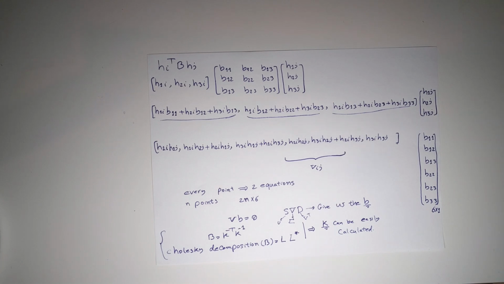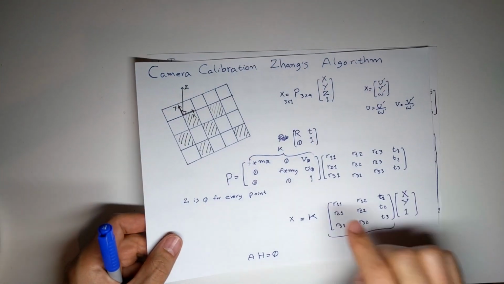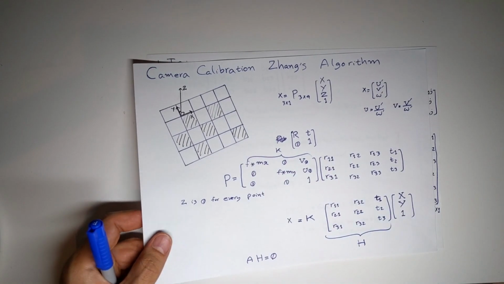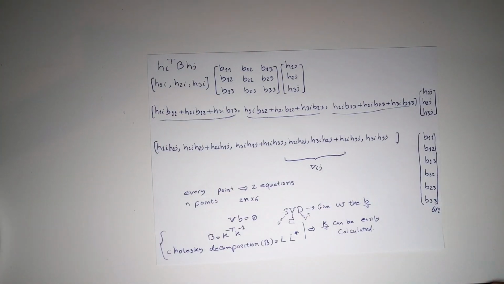Remember, K was an upper triangular matrix. So if I get the K, I can easily find R1, R2, and T, and find the extrinsic parameters. So that was it. That was Zhang's algorithm. Of course, this doesn't take into account the lens distortion. If you need lens distortion, you have to do some more equations, which I can put in another video. But Zhang's algorithm was this, and I hope you find it useful.